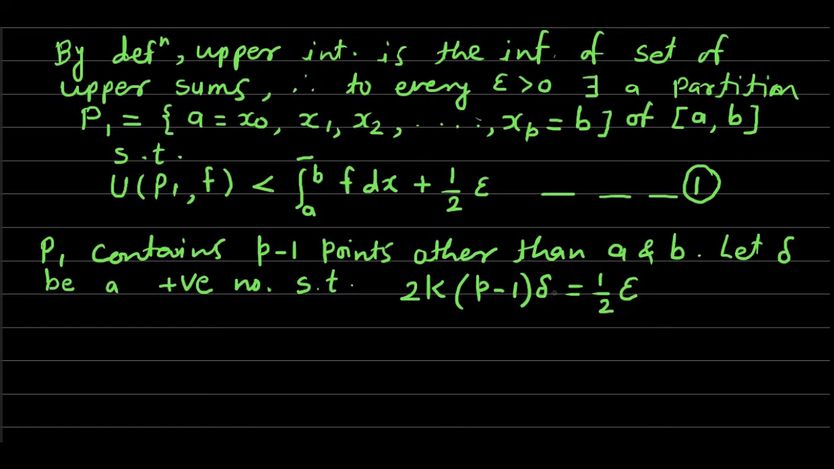This is the value of delta, which is obviously a positive real number, as epsilon is a positive real number as well as P is a positive integer. Okay, we'll denote this relationship by the number 2. This is our second relationship.